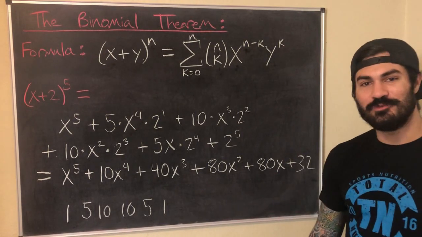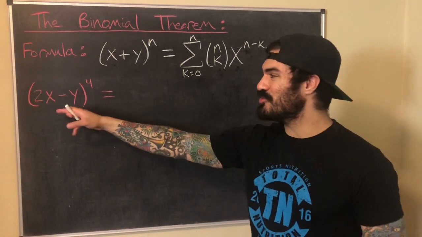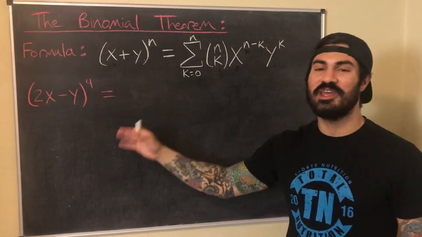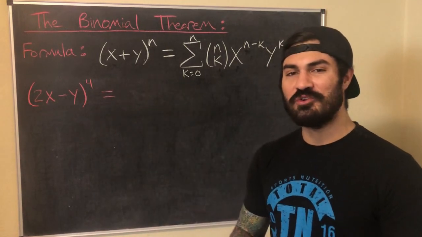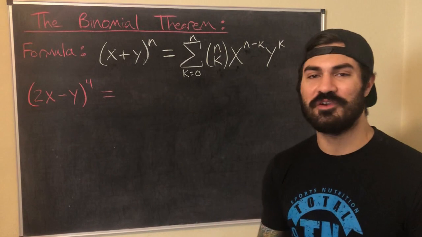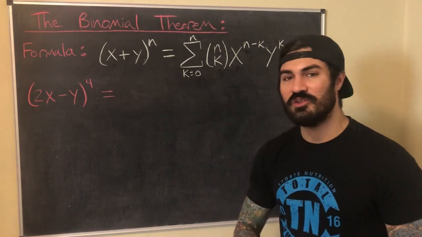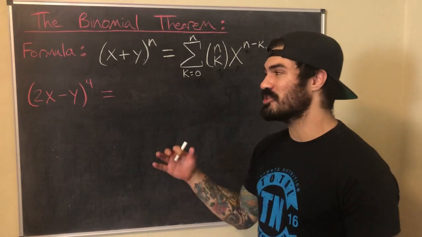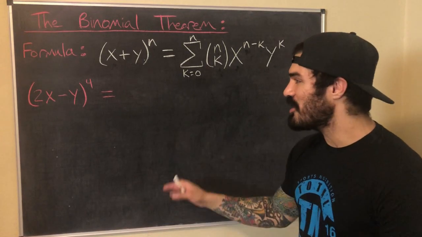Let's do another example. All right, so here's our next example, 2x minus y to the fourth. We're going to expand this. And I encourage you, pause the video, try this on your own. If you're trying to prepare for an exam, test yourself, see if you can do this, and then press play to check your answer. So I'm going to start out the same way, which is writing out Pascal's triangle.